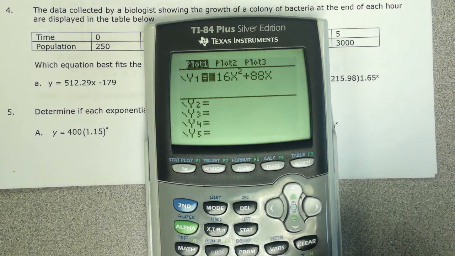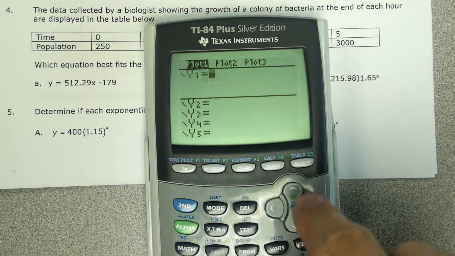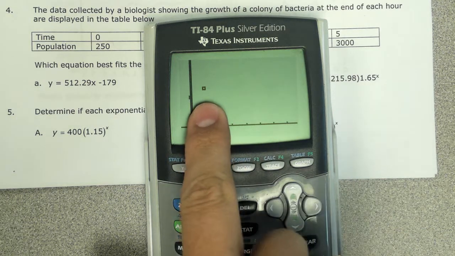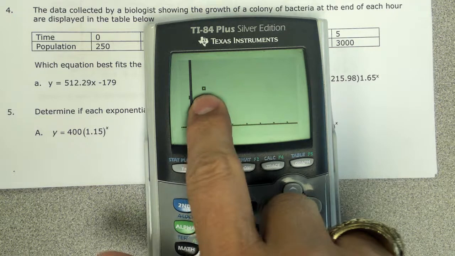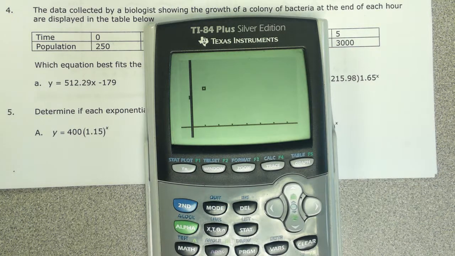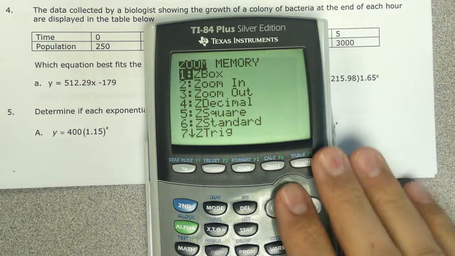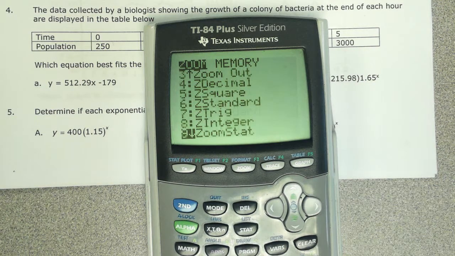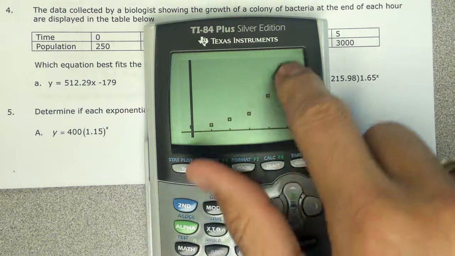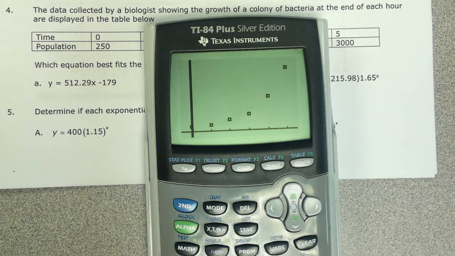First, let's go ahead and delete this. And now I see one of my points. Oh, actually, I see 2 of my points. Let's go ahead and try to see all the points. So let's go to zoom. Since we did stat stuff to put it in here, we're going to go to zoom stat, press enter. There are all my points.